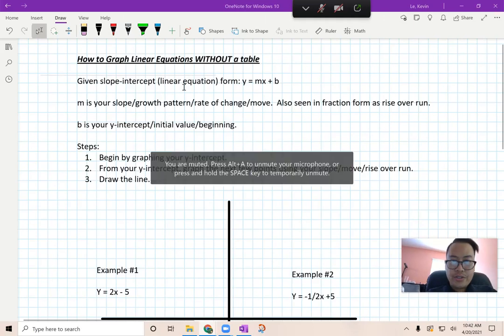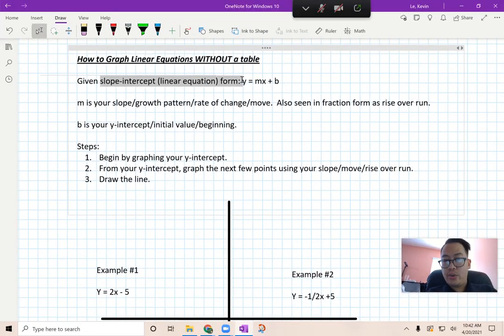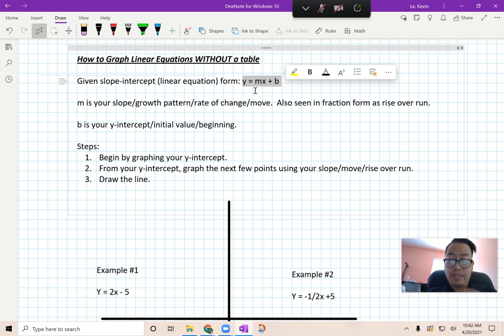Hi you guys, this is a quick tutorial on how to graph linear equations without a table. First you have to be given slope-intercept form, which is a linear equation, an equation of a line. So y equals mx plus b. If you see an equation that has a y and an x and nothing else, it means it's going to be a straight line.